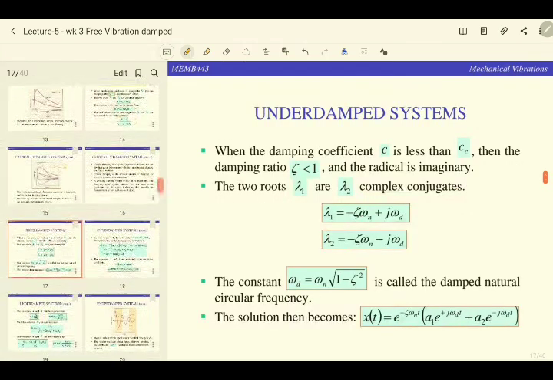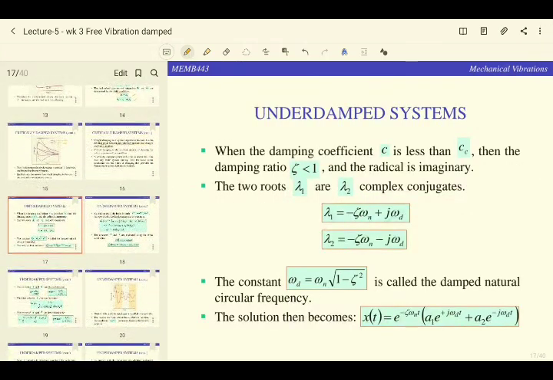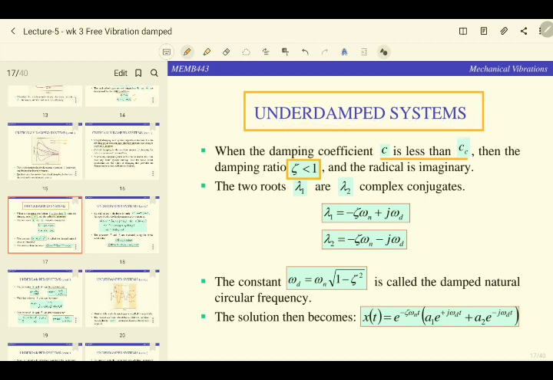So this is the third case, however, which is more interesting, where your damping ratio is less than 1, or C is less than CC. This is what we call the underdamped system, which is quite commonly what we ask you to solve for, because it is a system that has vibration, and you can find a lot of parameters from the graph.